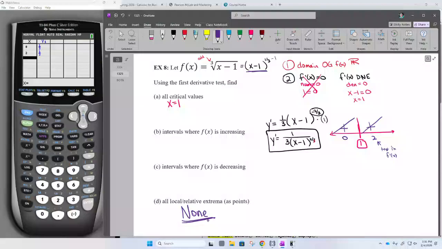It's not decreasing anywhere. So never. It's also not increasing everywhere. It's not increasing through 1. Something's happening at 1. We're not sure what it is at this point, but something's happening there. So it's increasing from negative infinity to 1, and then 1 to infinity.